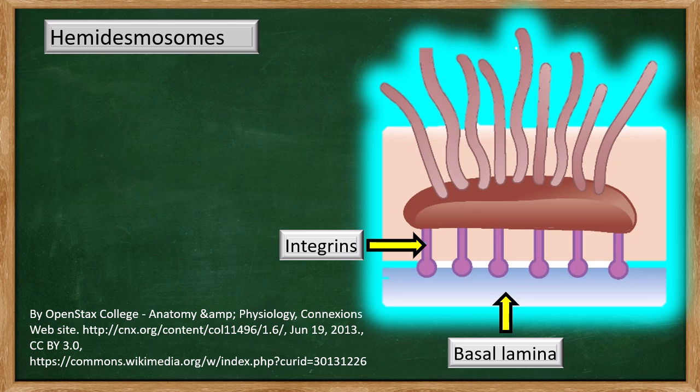Now, to summarize, we have tight junctions, we have gap junctions, we have the adherens types where there is a macula type and a zonular type, and lastly we have the hemidesmosome type.